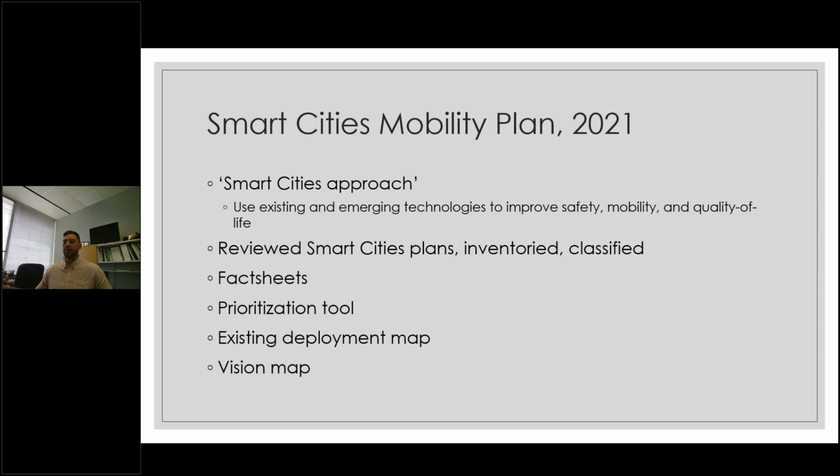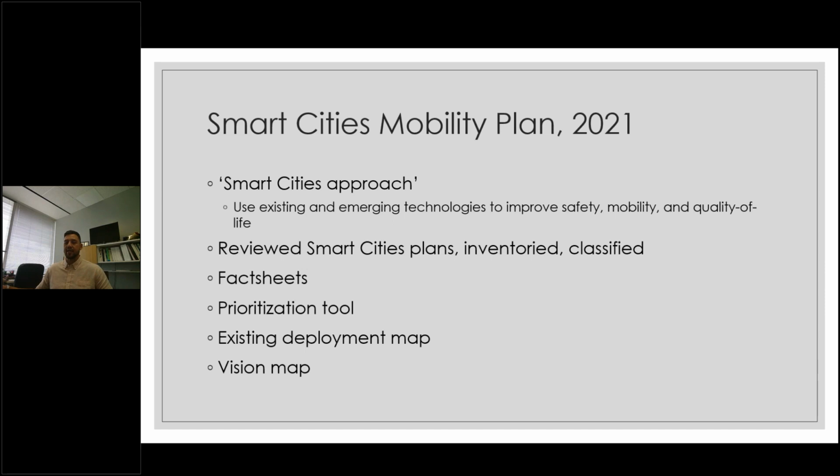We kicked it off by doing a lot of background work, reviewing dozens of smart cities plans from around the world, mostly focusing on medium-sized cities in the US. And once we had all of those plans, we took an inventory of the tech and the initiatives that were listed in each. And once we had that list, we created fact sheets documenting the technologies that are going to be deployed to help those cities achieve their vision. Once we had all of those technologies listed in an inventory, we made a prioritization tool to rank them according to what our community needs are as identified in the 2045 long-range plan.